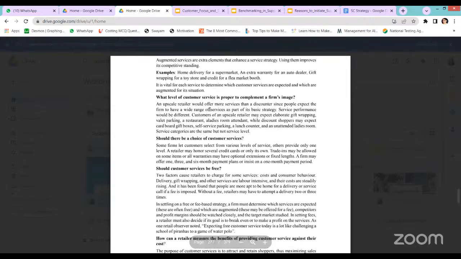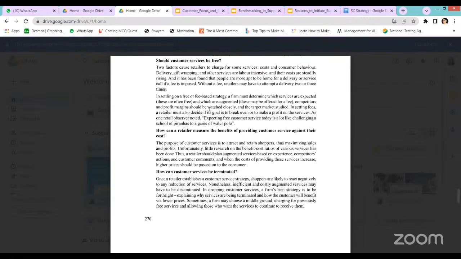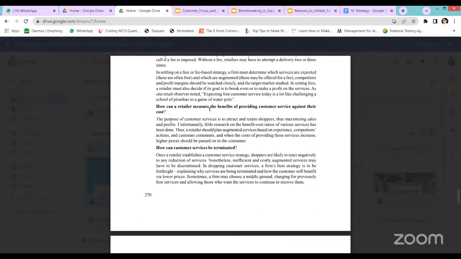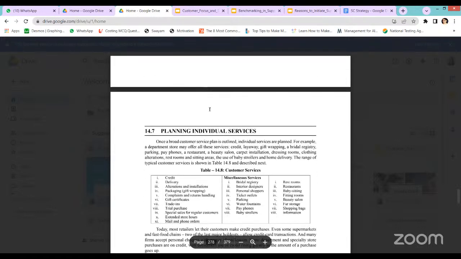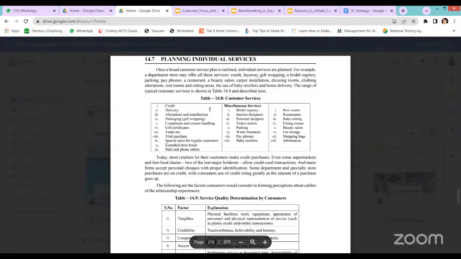Yeah, you have been given the examples also. You can go with this. Write just what it is and an example, enough. The next one, planning individual services.